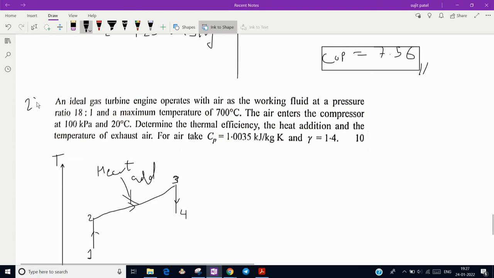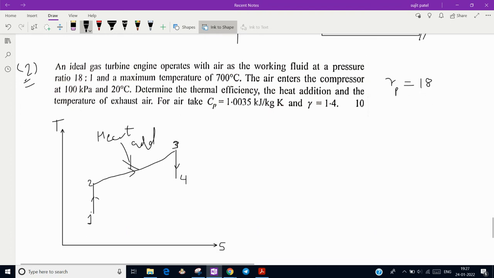Next question is of a Brayton cycle power plant. An ideal gas turbine engine operates with air as the working fluid and the pressure ratio. So here the pressure ratio Rp is 18. And the maximum temperature, you can see from the T-S diagram I have already drawn. So maximum temperature, that is T3, is 700 degrees Celsius. We can write T3 in Kelvin as 973 Kelvin.